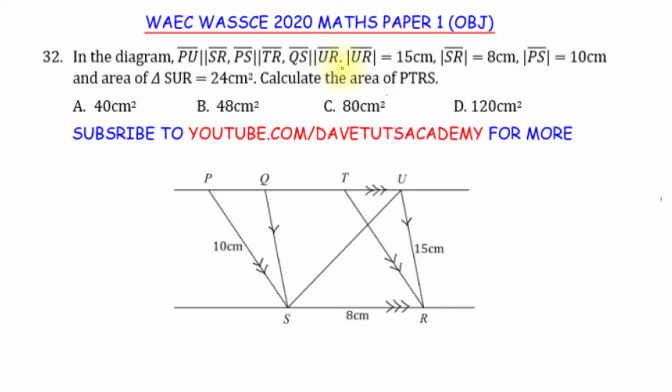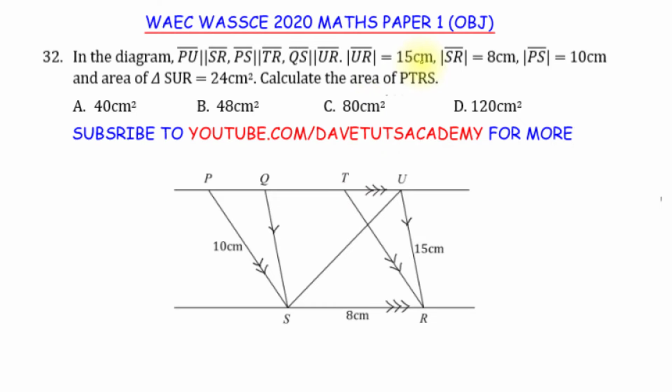And lines QS and UR, QS and UR, are also parallel. So we need to demystify that so that this doesn't look confusing. That's why we are having a single arrow there. So we have identified all the parallel lines.